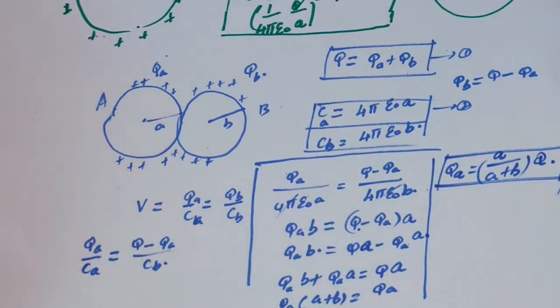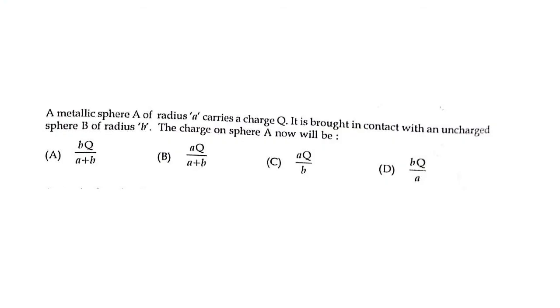It is a simple calculation that we can do once we know the capacitance of each sphere as well as the potential. From the above discussion, we got the answer aQ divided by (a plus b). Answer B is the right answer.